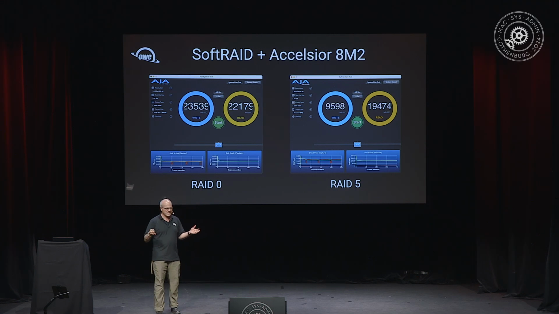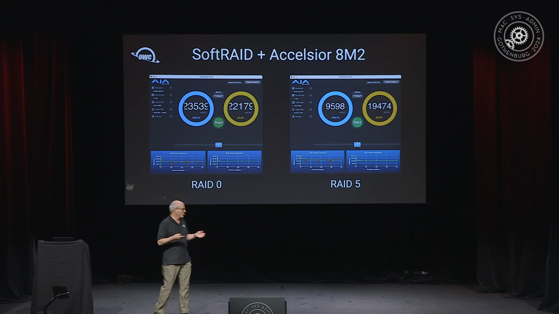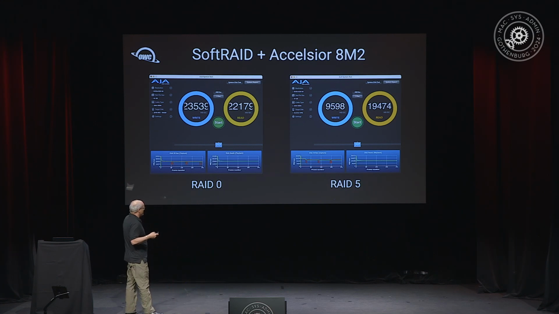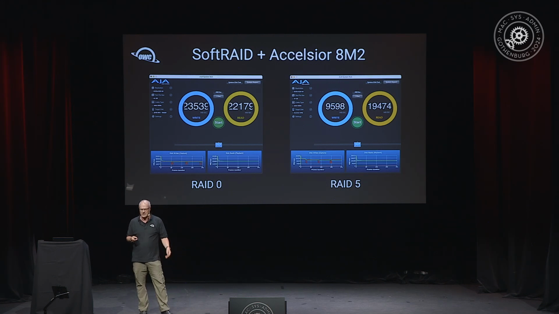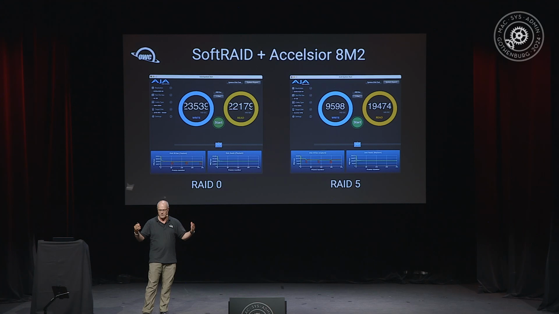So on the left is RAID 0. On the right is RAID 5. So you can see we're doing over 20 gigabytes a second on RAID 0. And when we were first shipping NVMe solutions, everyone was doing RAID 0. They wanted the fastest performance. And now that we've got such good performance, people are starting to use RAID 5 on NVMe.